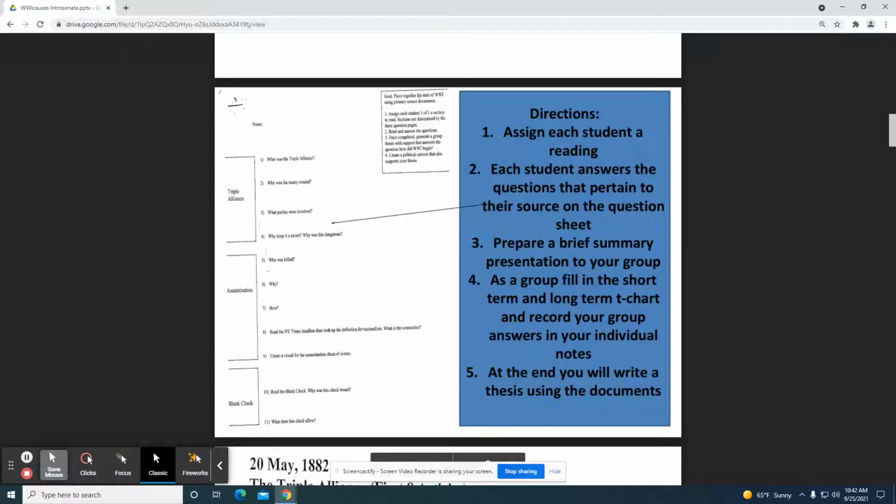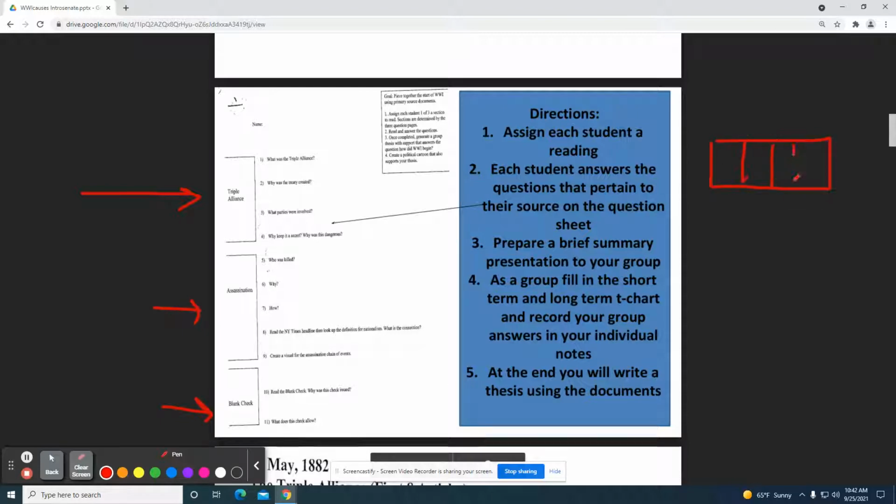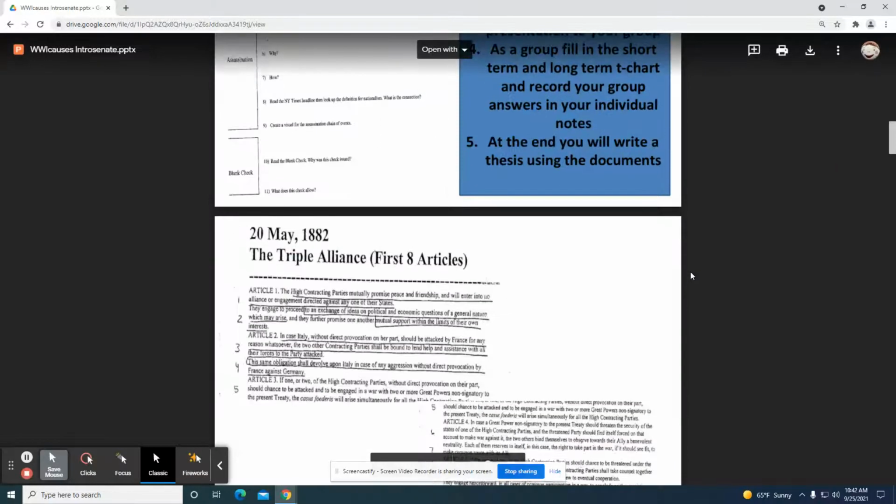So for today, we're going to be looking at a couple of documents. The documents are labeled here: Triple Alliance, Assassination, something called the blank check. You are going to be in groups. Each student will get one of these readings, and then you're going to prepare a mini presentation to the rest of the people in your group. You do not have to answer these questions. However, you can use these questions to assist with your presentation. So let's take a look at some of the documents here.